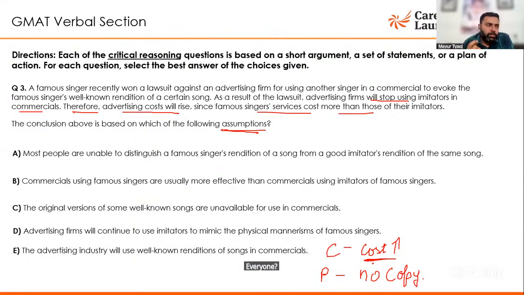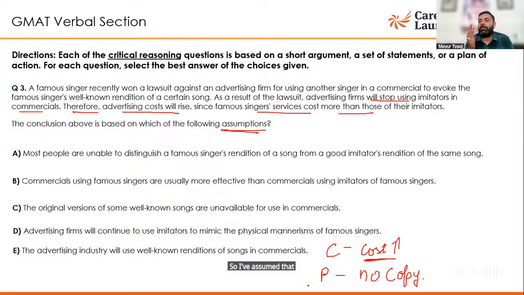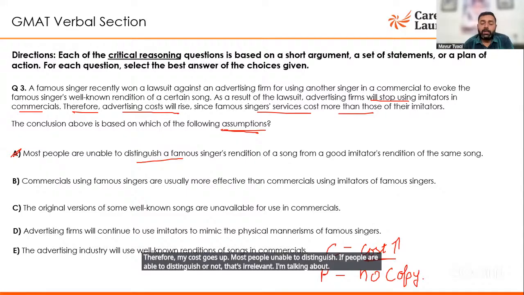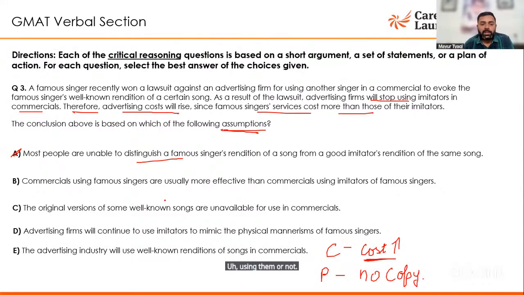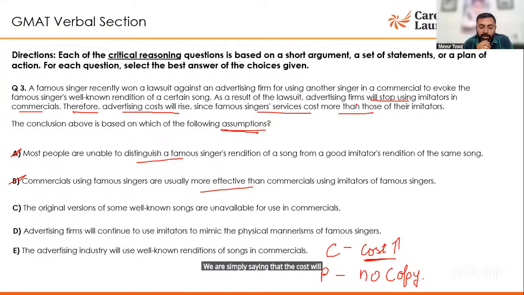If I'm not even using the famous singers, then why would my cost go up? So I've assumed that if not copy, then I have to use the official or the famous ones. Therefore, my cost goes up. Most people are unable to distinguish. If people are able to distinguish or not, that's irrelevant. I'm talking about using them or not. Commercials using female singers are usually more effective than irrelevant. We're not talking about if they're more effective or not. We are simply saying that the cost will go up. And the question is, why will it go up?